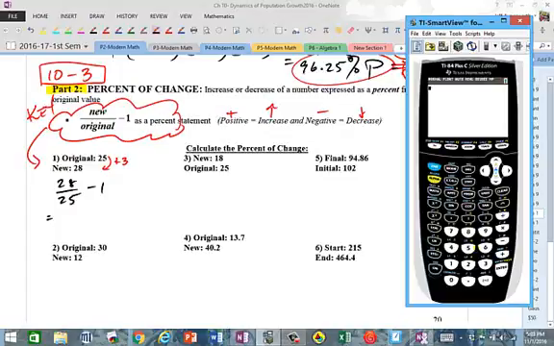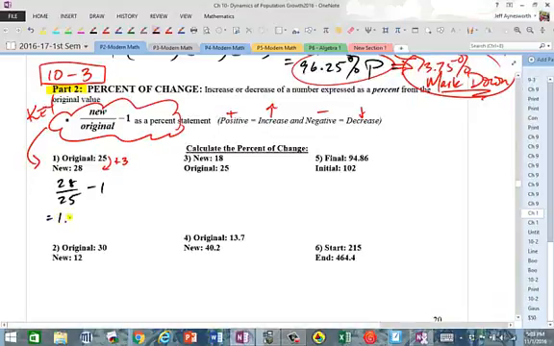Let's figure that out. 28 divided by 25 is 1.12, which is 112%, by the way. Minus 1, or 100%, gives you 12%. When you subtract 1, you get 0.12, and that's positive. This is equal to 12%. It's an increase, INC, a 12% increase, or the up arrow. Very simple. If the number gets bigger, it's increasing, but the question is by what percent. That's why we call this percent of change.